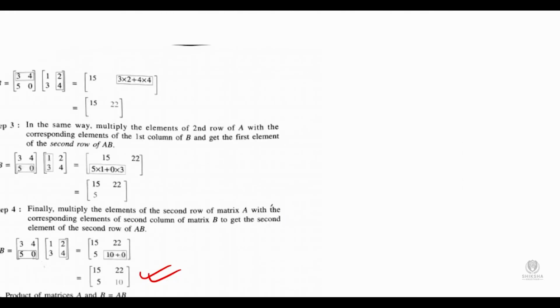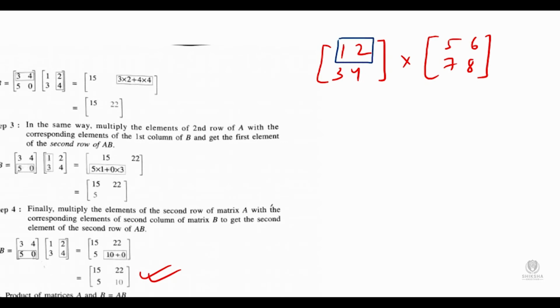We can take one more example to make it clearer. Like 1, 2, 3, 4 is a matrix and we need to multiply it with a matrix of 5, 6, 7 and 8. So what we need to do? The first step is to check: as both are 2 by 2, it is possible. Then we choose the first row and the first column.